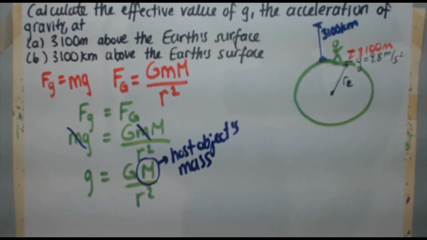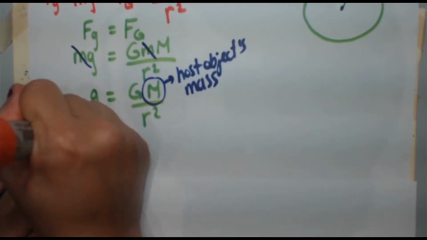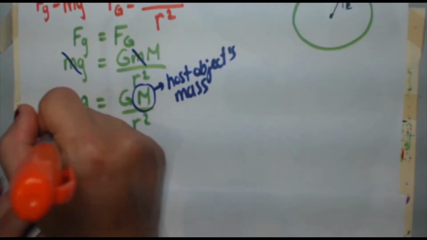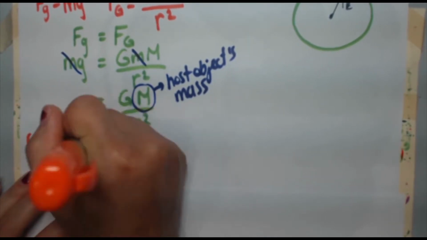So at this point, we've got our formula, we just have to plug it in. So let's go ahead and do that. For part A, we have to find the acceleration due to gravity at a distance of 3,100 meters above the Earth's surface.